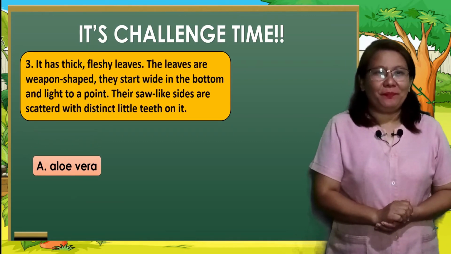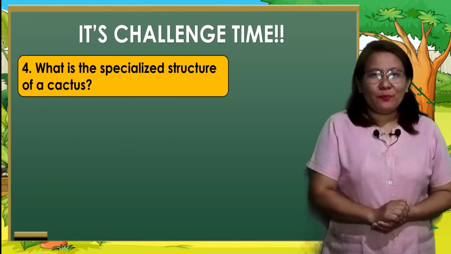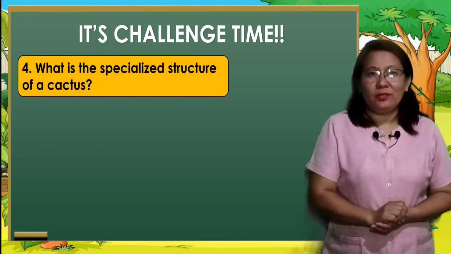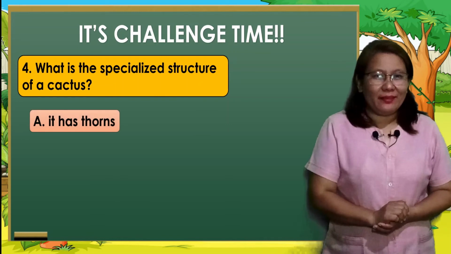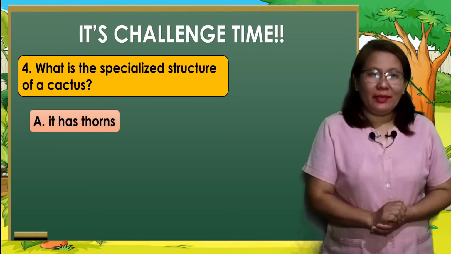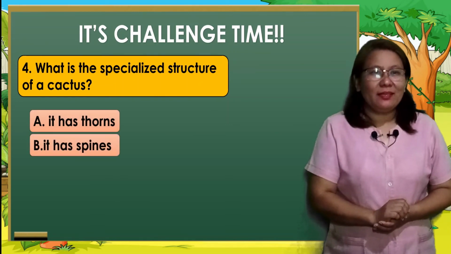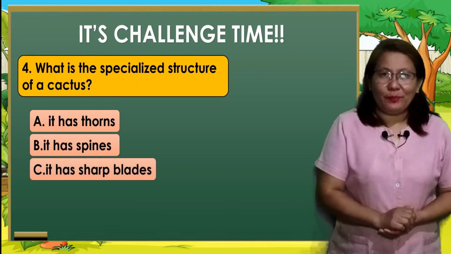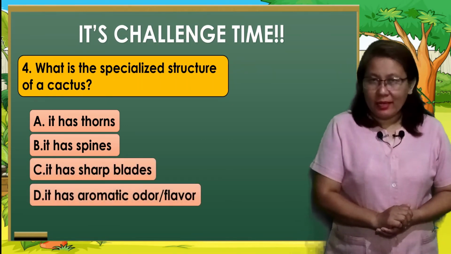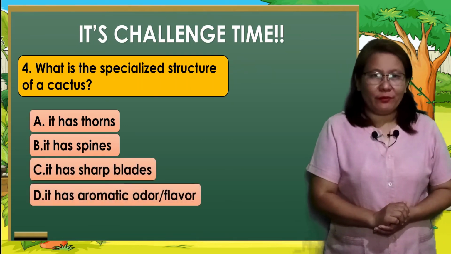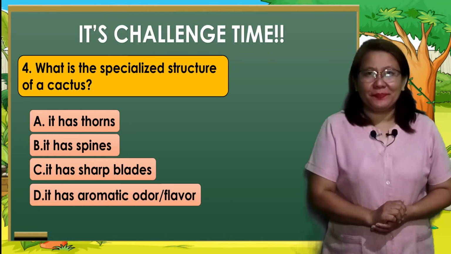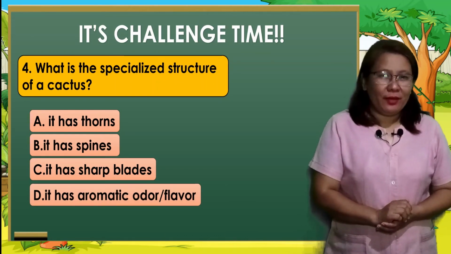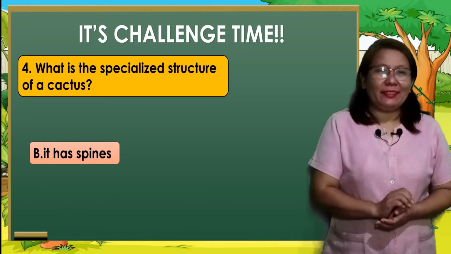Number 4. What is the specialized structure of a cactus? A. It has thorns. B. It has spines. C. It has sharp blades. D. It has aromatic odor or flavor. If you answer B, you nailed it.